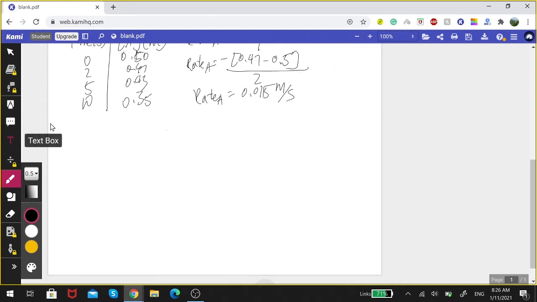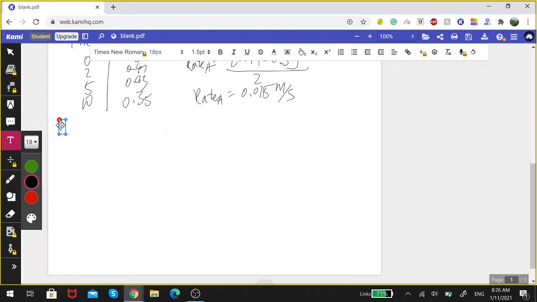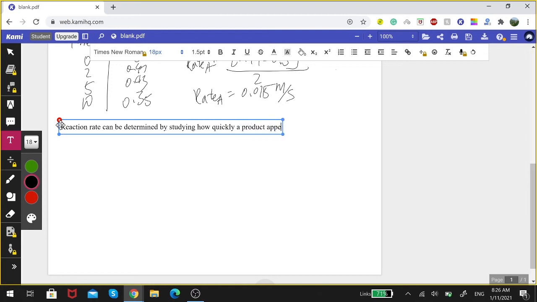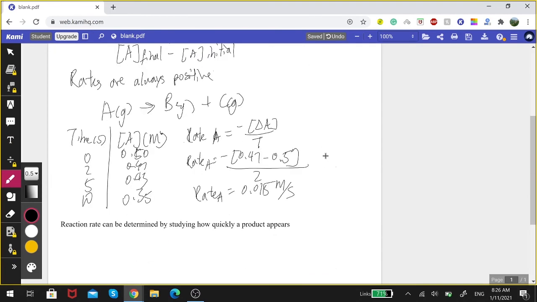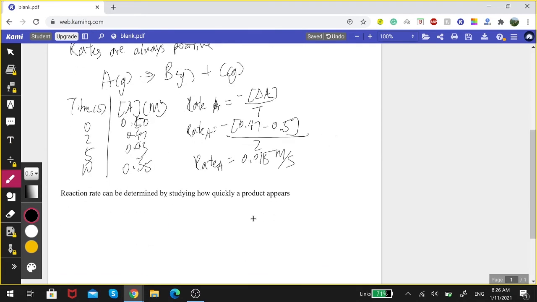Our second way is that reaction rate can be determined by studying how quickly a product appears. So as we said before, reactants go from a lot to none, and products go from none to a lot. So same reaction, A plus B makes C plus D.